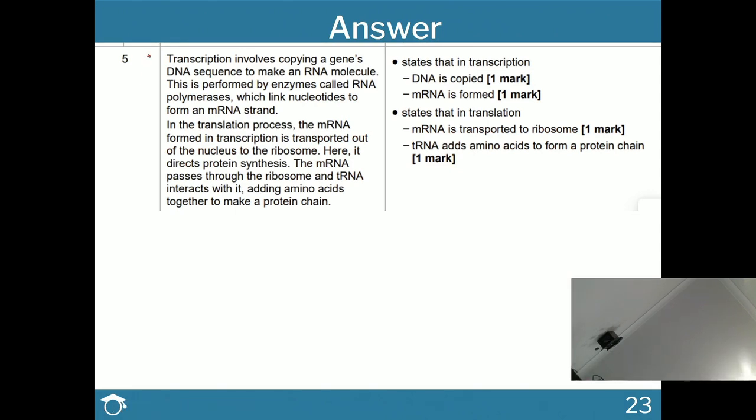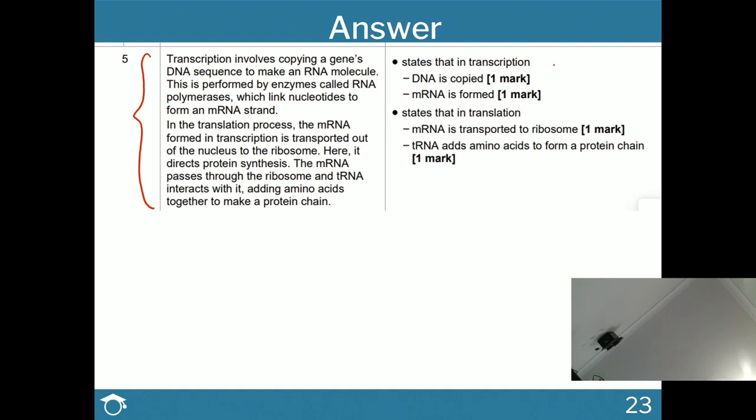This is the official marking guide that they've given. So transcription involves copying a gene's DNA sequence to make an RNA molecule. This is performed by enzymes called RNA polymerases, which link nucleotides to form an mRNA strand. In the translation process, the mRNA formed in transcription is transported out of the nucleus into the ribosome. Here it directs protein synthesis, and the mRNA passes through the ribosome and the tRNA interacts with it, adding amino acids to form a protein chain.